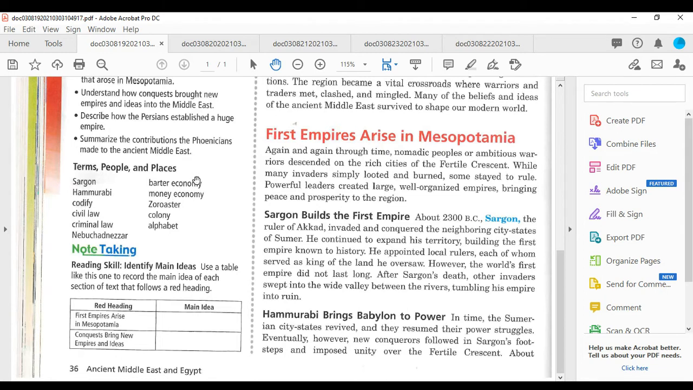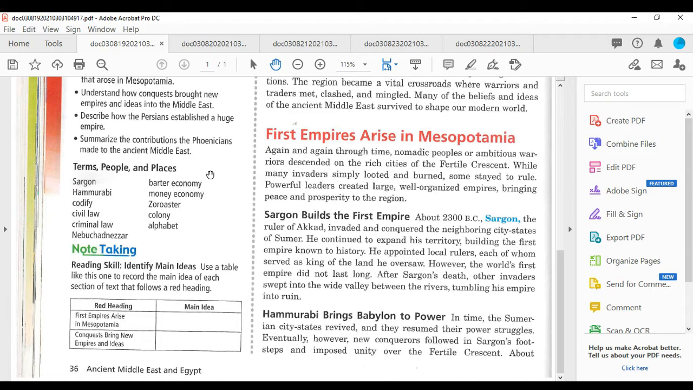Sargon built the first empire. About 2300 BC, Sargon, the ruler of Akkad, invaded and conquered the neighboring city-states of Sumer. He continued to expand his territory, building the first empire known to history. He appointed local rulers, each of whom served as king of the land he oversaw. However, the world's first empire did not last long. After Sargon's death, other invaders swept into the wide valley between the rivers, tumbling his empire into ruin.